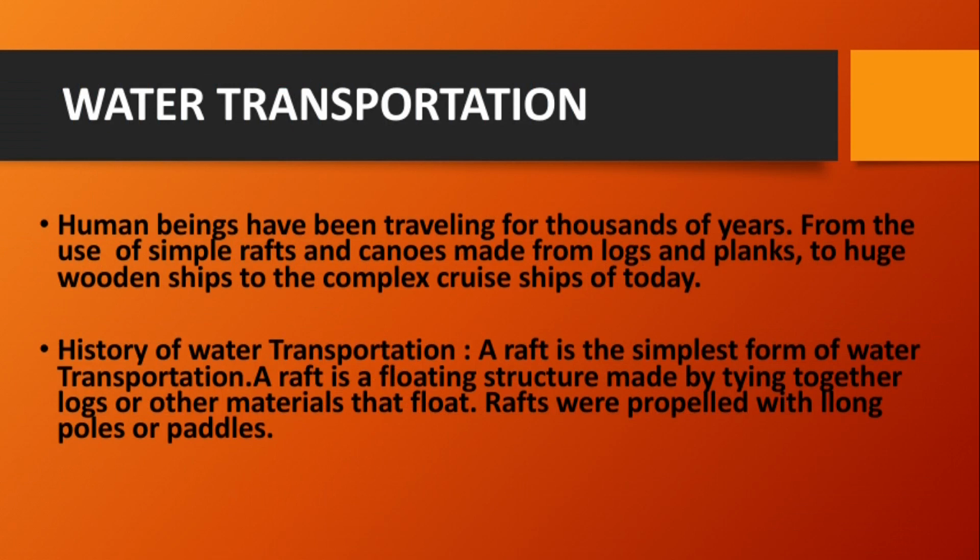A raft is the simplest form of water transportation. A raft is a floating structure made by tying together logs or other materials that float. So it could be bamboo sticks tied together. When you tie them together, you get on it, and it will float on the river and move. So the raft is just the simplest form of water transportation. Most rafts are propelled with long poles or paddles.